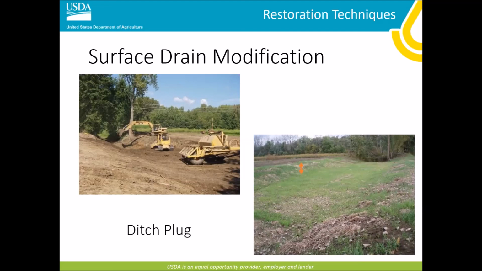You'll see from this picture on the right, the little red arrow is this ditch plug that was installed here, and it isn't the full depth of the ditch. So this ditch is still providing some sort of drainage through the wetland or through the ditch site, but it's really severely slowed it down. Next slide.